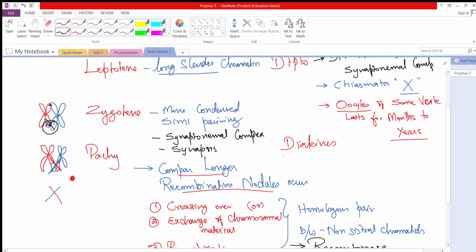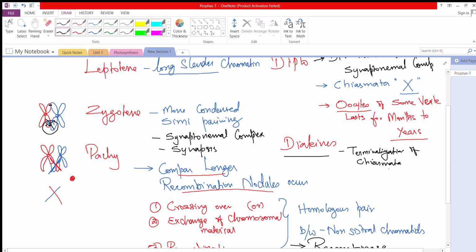Now, when the next stage, diakinesis comes. So now we should remember the chiasmata has to open. So now I have to mention that the chiasmata will end up. That's what the term says, terminalization of chiasmata.